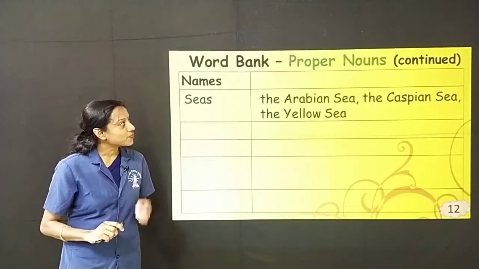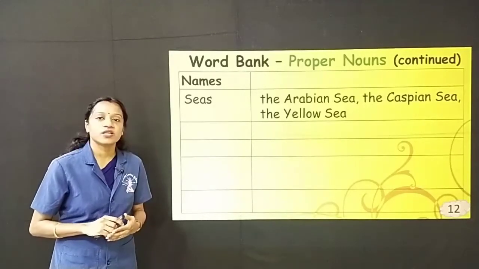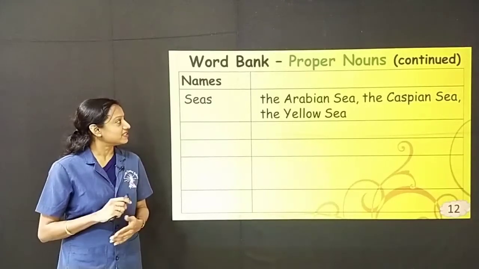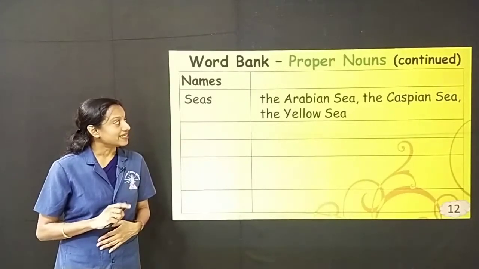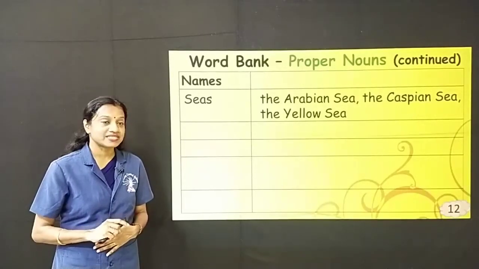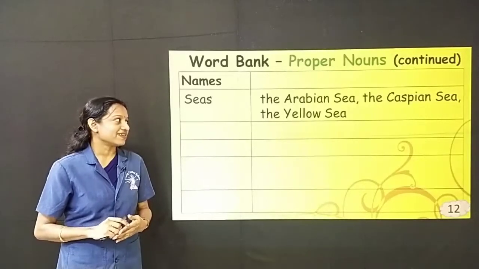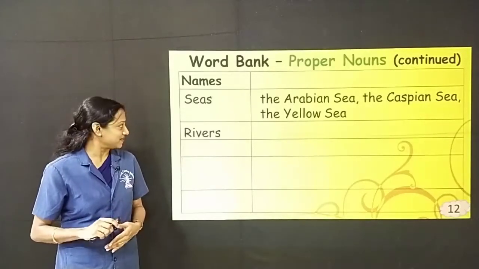Seas children now, the Arabian Sea, the Caspian Sea and the Yellow Sea. Again here they are the names of the seas. So here A is capital, S is capital, Caspian C is capital and again S is capital, Yellow Sea again Y and S are capital here.